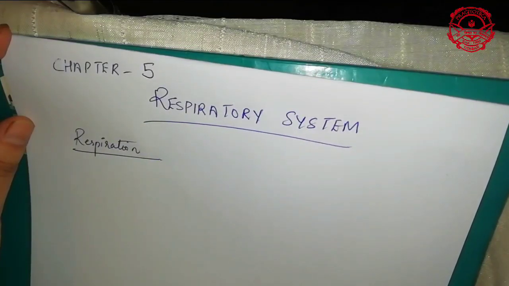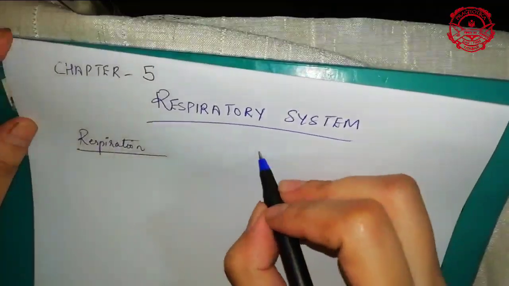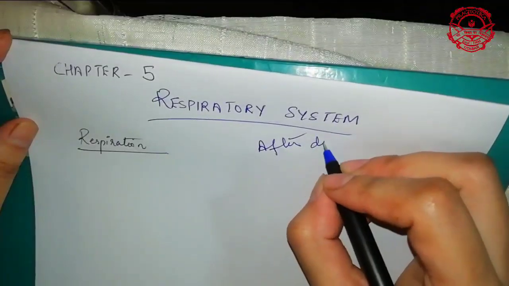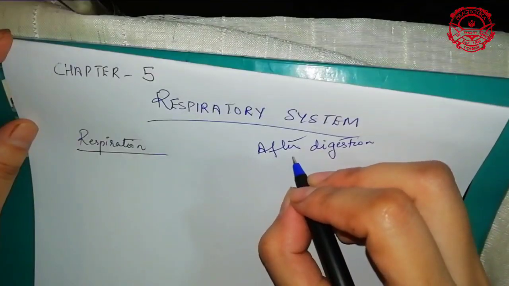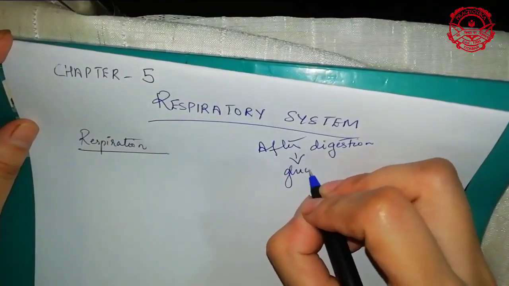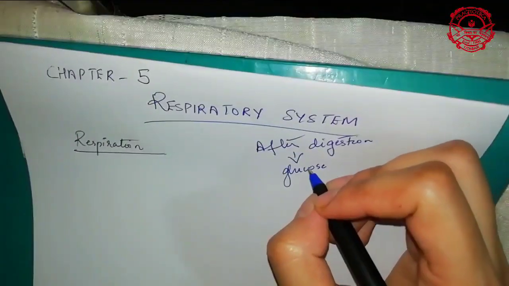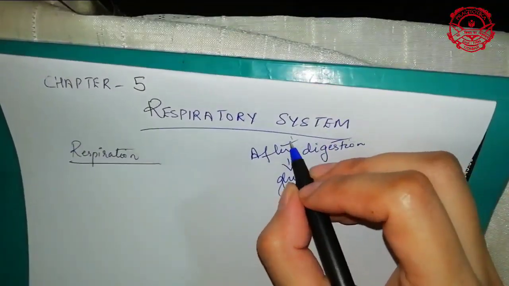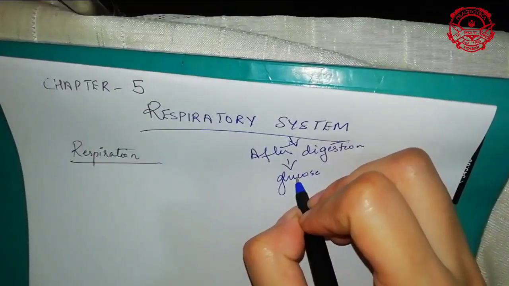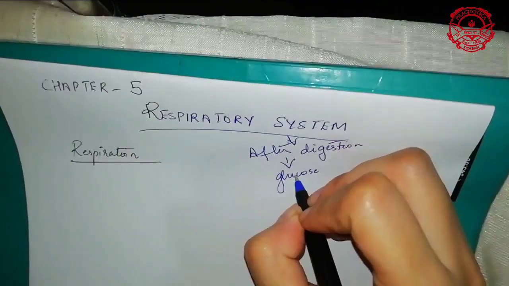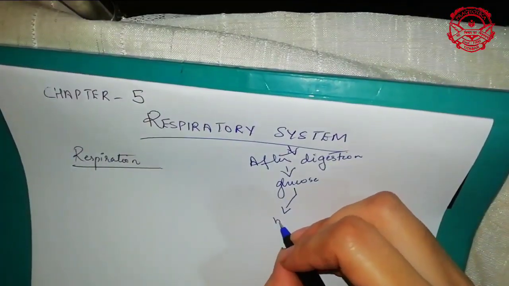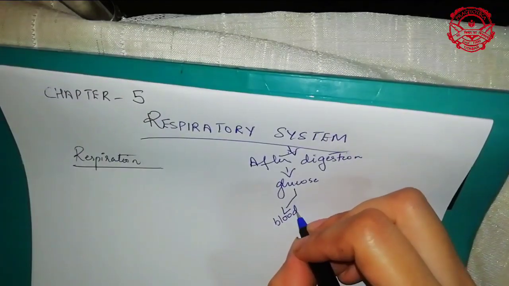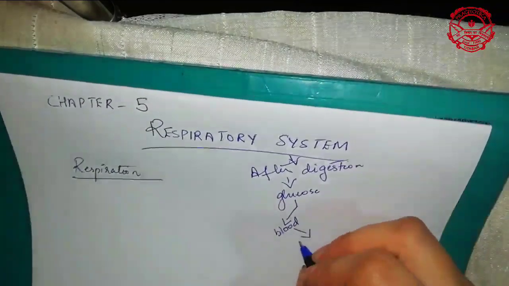Now after digestion, the food that we eat gets converted into glucose, and this glucose is absorbed by your blood. From the blood it will flow to different parts of your body.